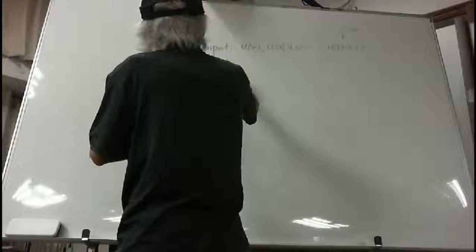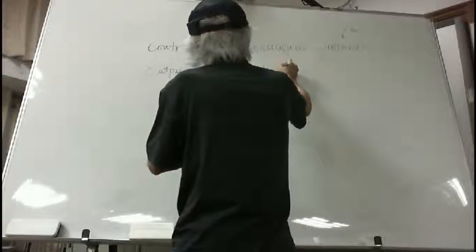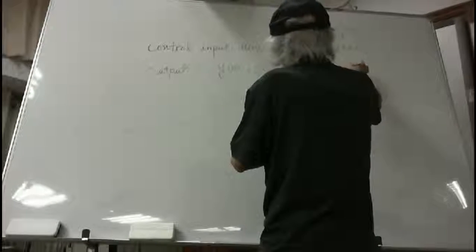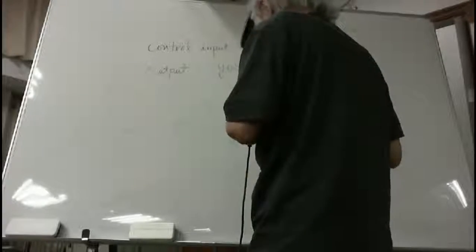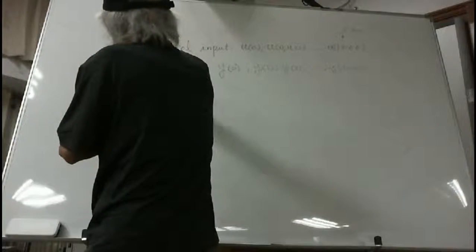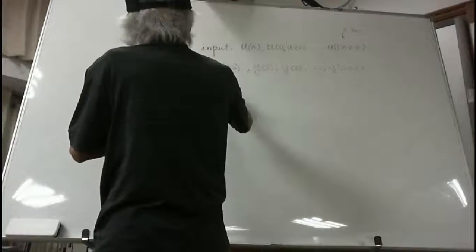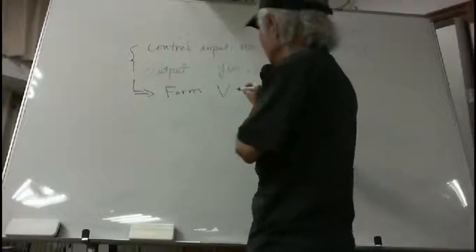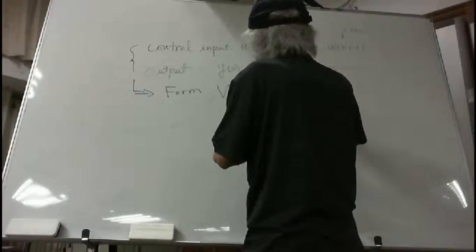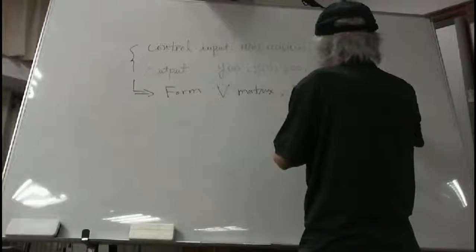Then that's my Y0, Y1, Y2, and I got Y1000. Right? Okay. So from these two, then I will be able to form the V matrix, right? To form the V matrix, and the Y and Y bar matrices.